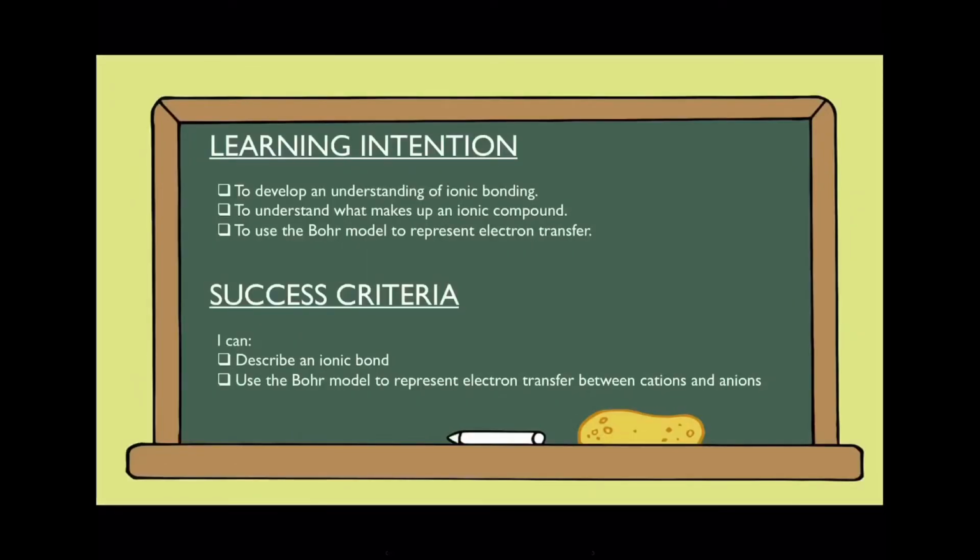The learning intentions of this video are that we're going to develop an understanding of what ionic bonding is. We're going to understand what makes up an ionic bond, and we're also going to use the Bohr model as well as the electron dot diagram to represent the electron transfers that occur in an ionic bond.